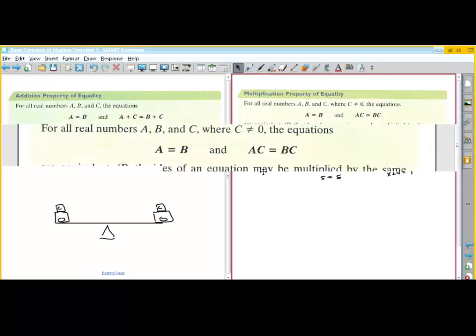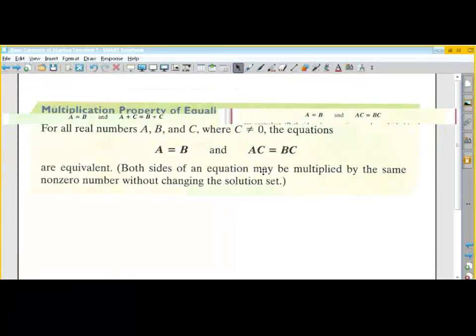And the second one is the multiplication property of equality. It says that if you have an initial equality and you multiply both sides by the same number C, where this number C is not equal to 0, then the resulting equation is also an equality.